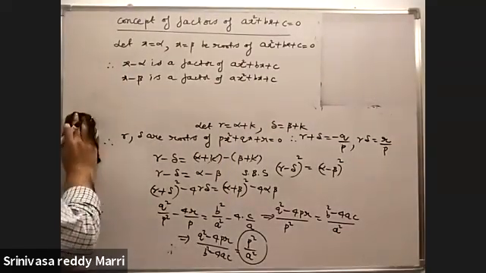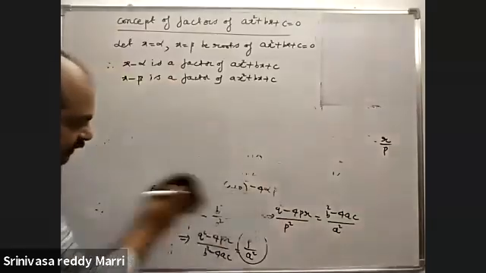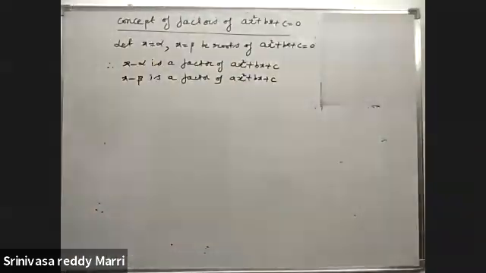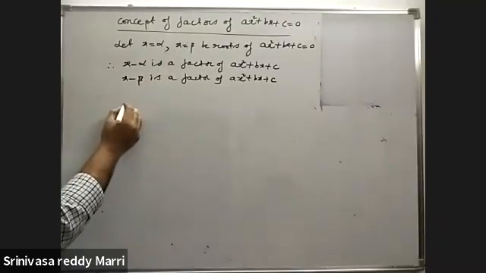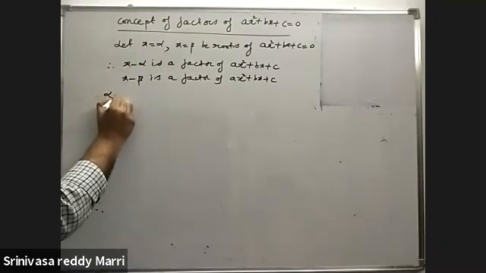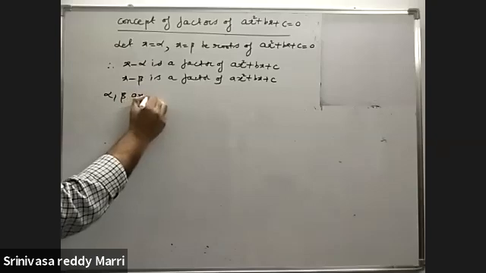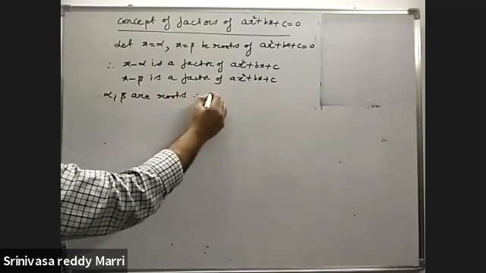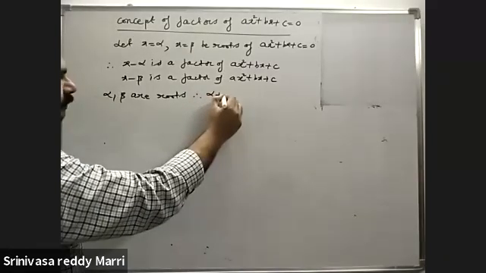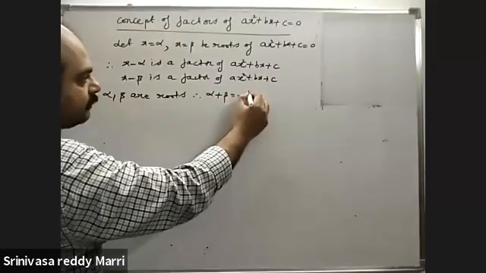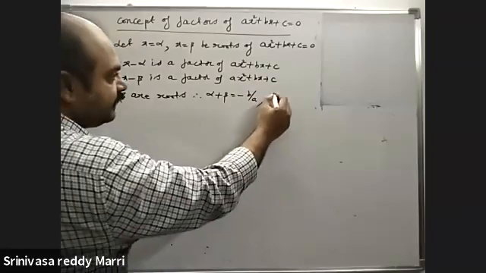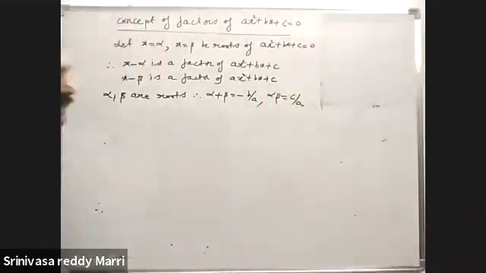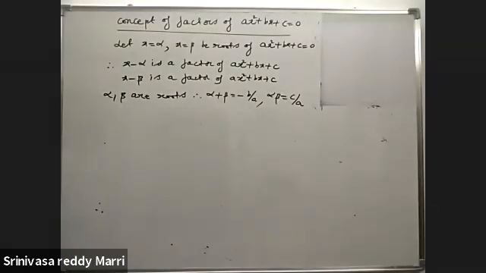Now look at how it will be the factor. I will prove that. Alpha, beta are roots. Therefore, alpha plus beta is minus b by a, and alpha beta is c by a. These are the relations you know.